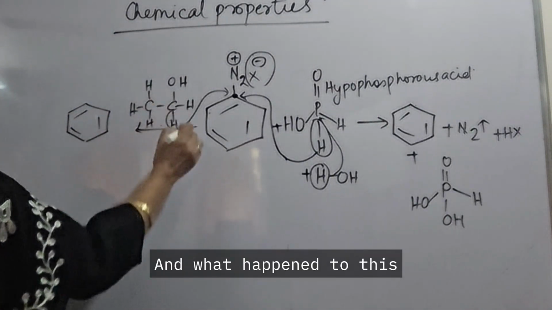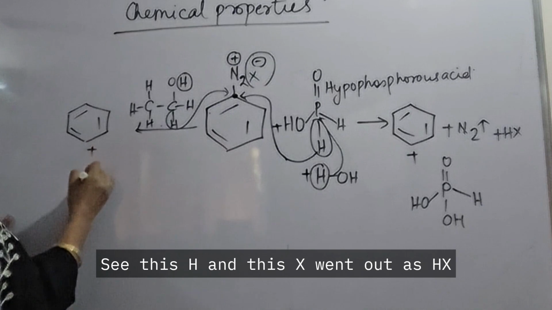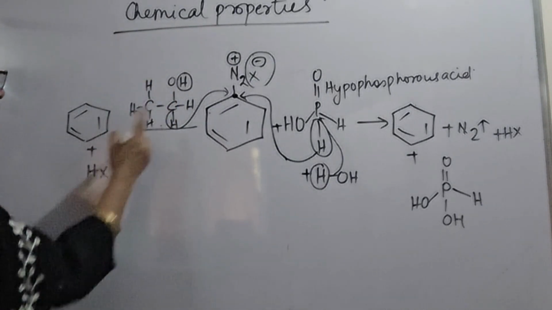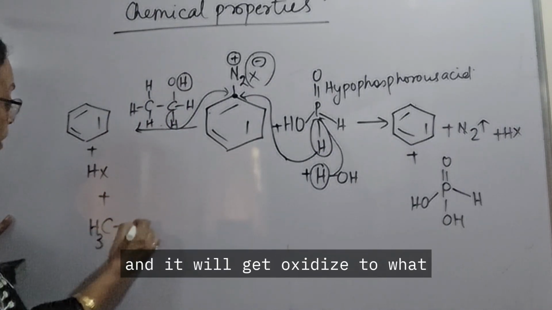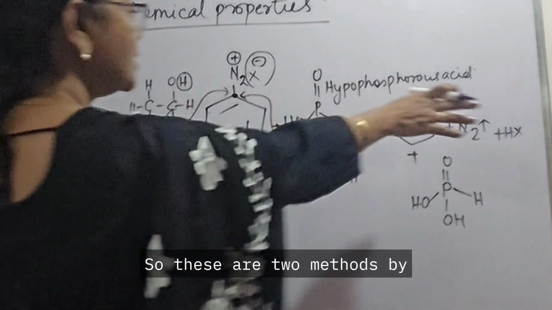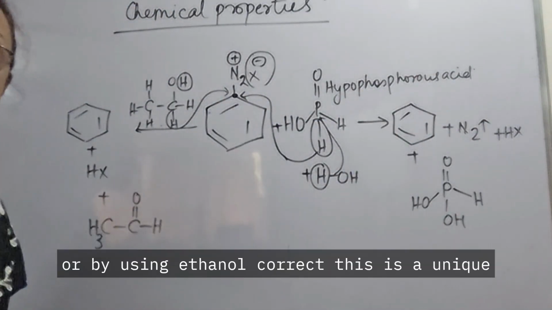And what happened to this? See, this H and this X went out as HX. So what about the alcohol? If it is a reducing agent, it will get oxidized. And it will get oxidized to what? Yes, did you say aldehyde? Correct. So these are two methods by which you can get benzene, either using hypophosphorus acid or by using ethanol.